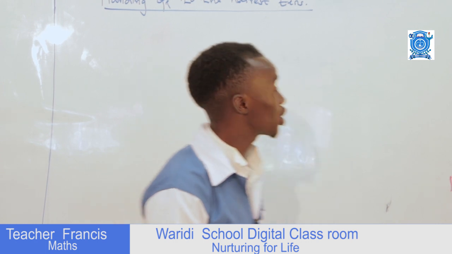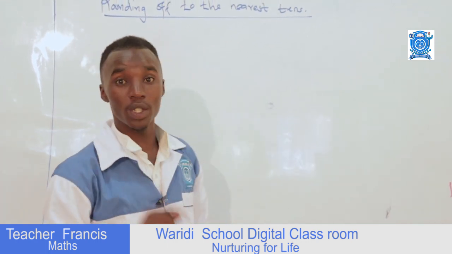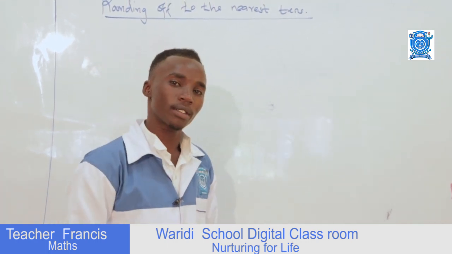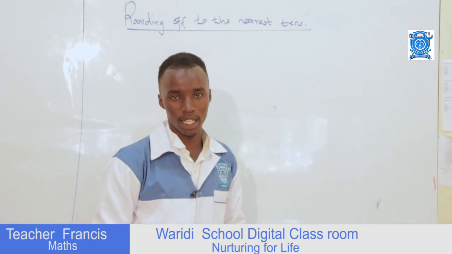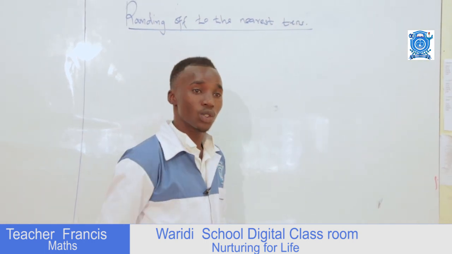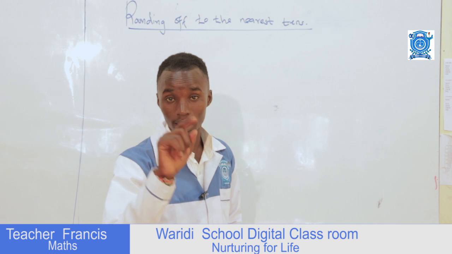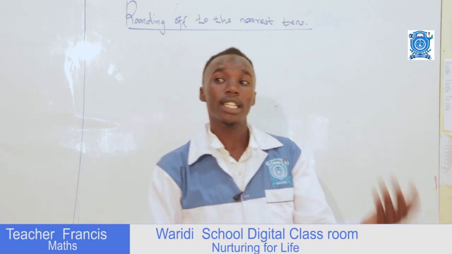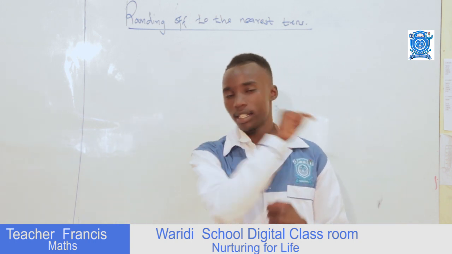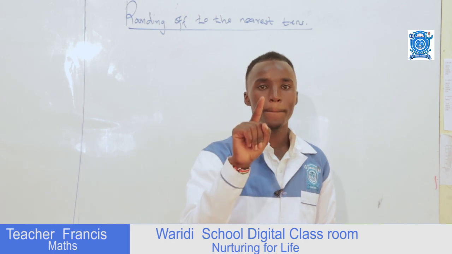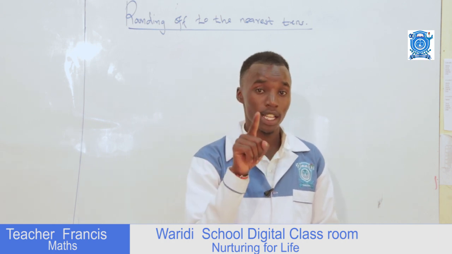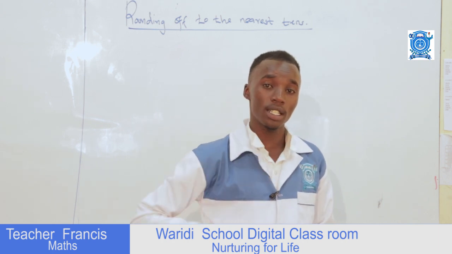And now today I want to take you through rounding of numbers to the nearest tens. Rounding off numbers to the nearest tens. Number one thing I want you to understand, as we've been doing in grade 3 and 4, and even in grade 2 and 1, is you have to understand place values. As I said, place value is the position of a digit in a number.